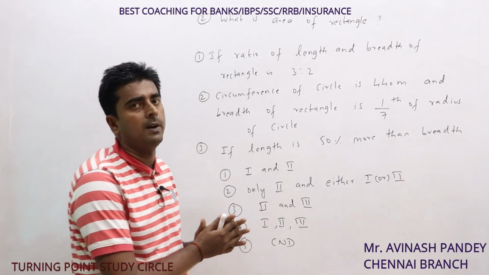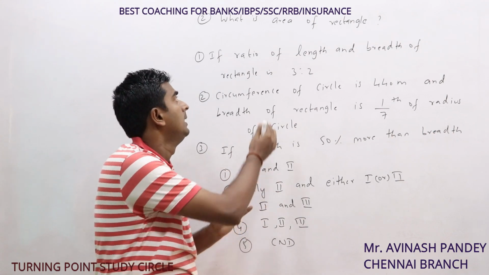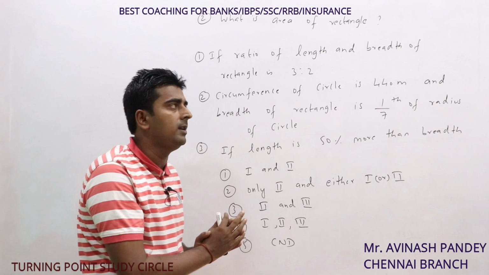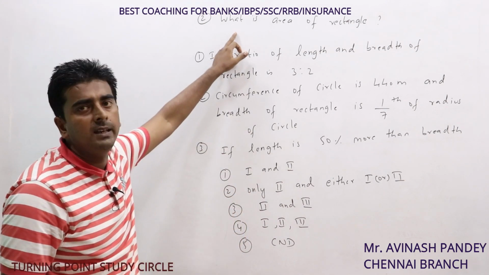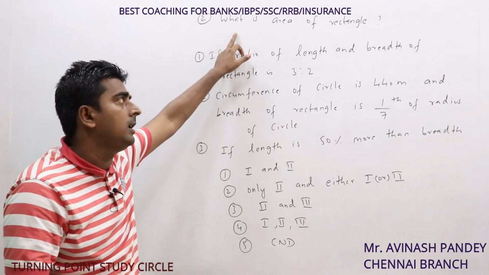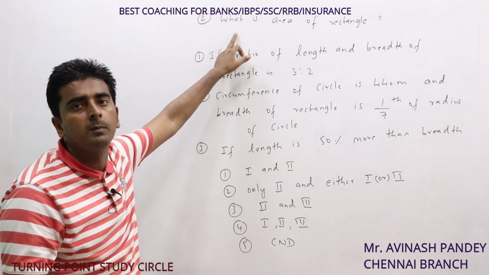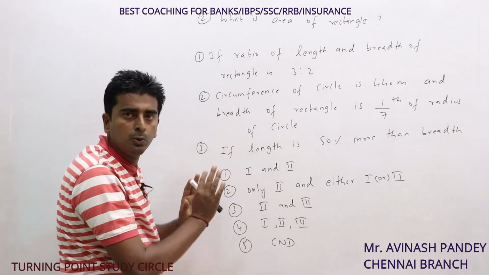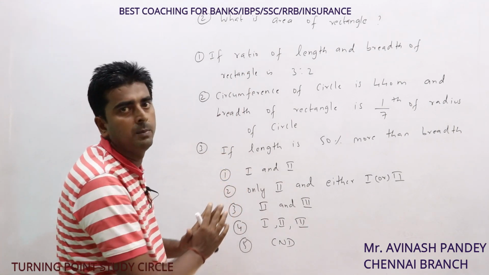The second question, which they asked last year in SBI Clerical Mains, was regarding mensuration. It's a very important chapter, formula based of course. What are they asking here? The area of a rectangle. You know very well the formula for the area of a rectangle: length into breadth. So to calculate the area of a rectangle, we should know the length and the breadth. Then only can we calculate.